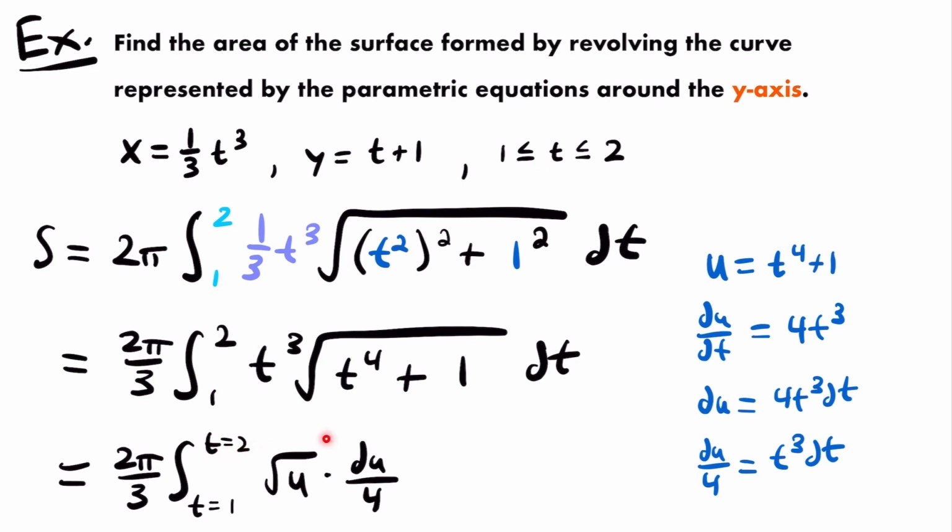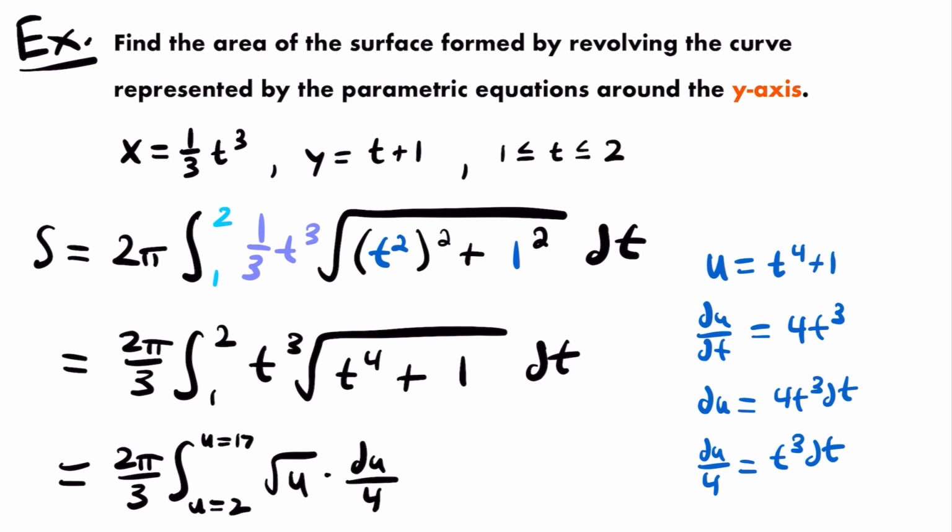So when t equals 2, u will be equal to 2 to the 4th power plus 1, and 2 to the 4th power is 16, so you have 16 plus 1, that will be 17. So our upper bound, instead of t equals 2, will become u equals 17. So we'll write u equals 17. Then for the lower bound, when t equals 1, u will be equal to 1 to the power of 4 plus 1, and 1 to the 4th power is just 1, so you have 1 plus 1, so u is equal to 2. That will be the lower bound. So I'll replace t equals 1 with u equals 2.